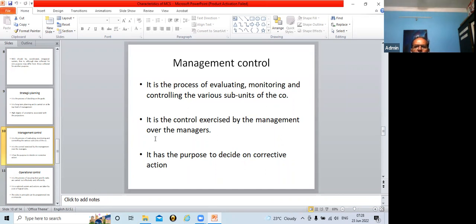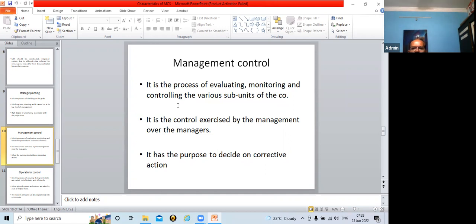So today we are discussing management control and operation control. Again, I repeat, management control is the process of evaluating, monitoring, and controlling. Evaluation means assessment or checking. Monitoring means to observe each and everything minutely. And then controlling.